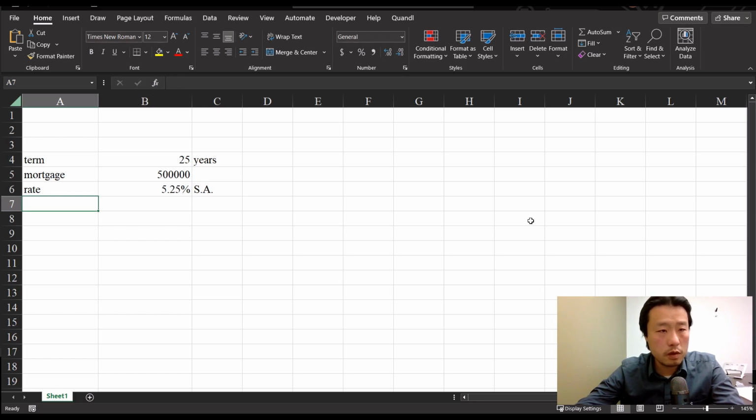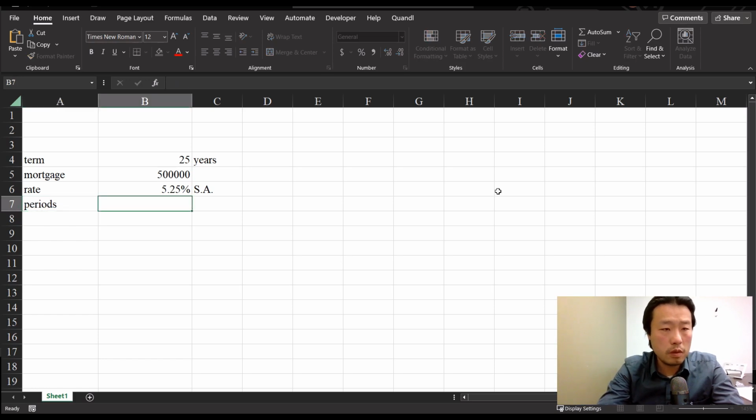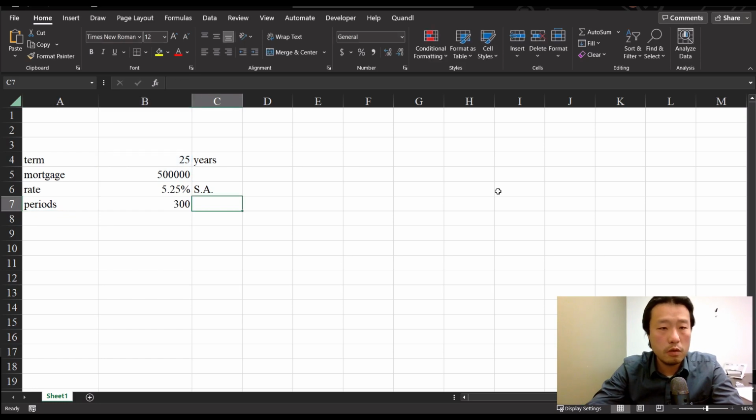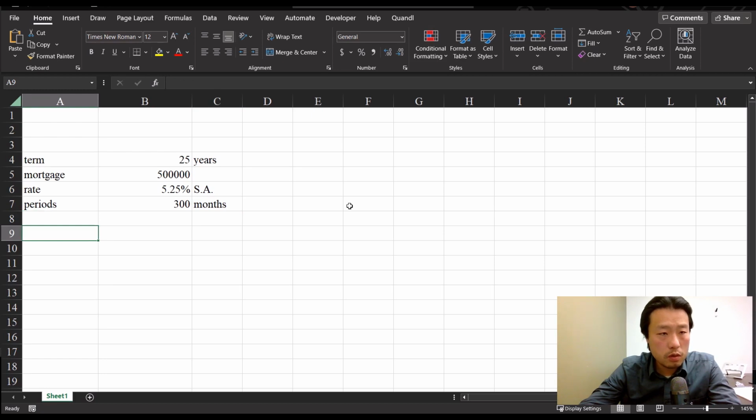Therefore, we first need to convert the years into months. To do it, we just need to type the periods here and use the term multiplied by 12 to get 300 months. The next step is to convert the mortgage rate into a monthly interest rate.